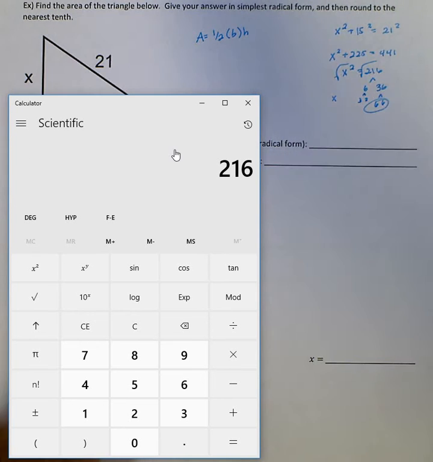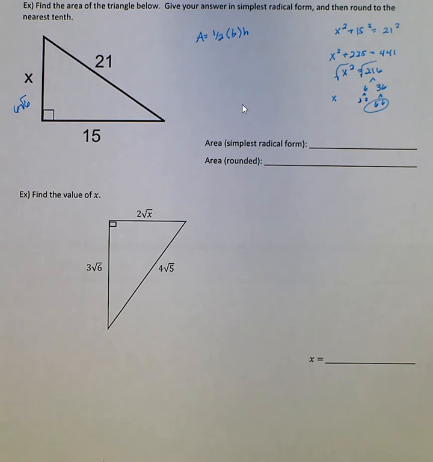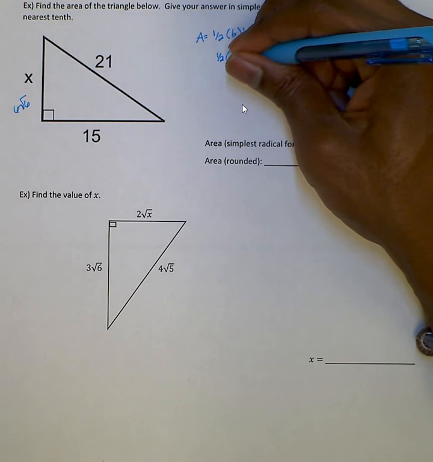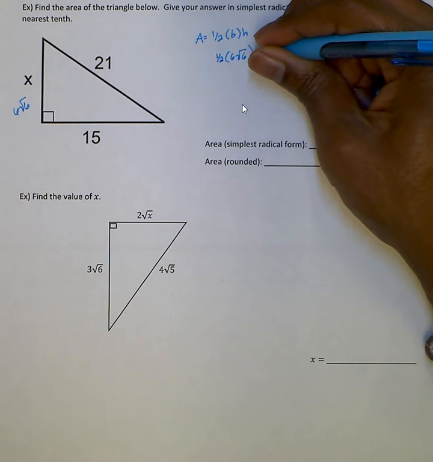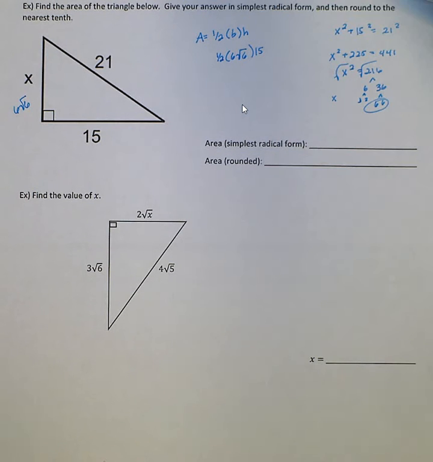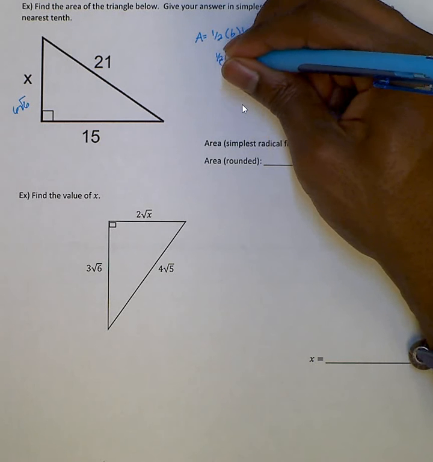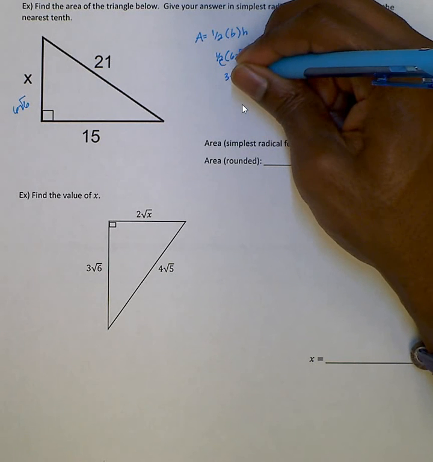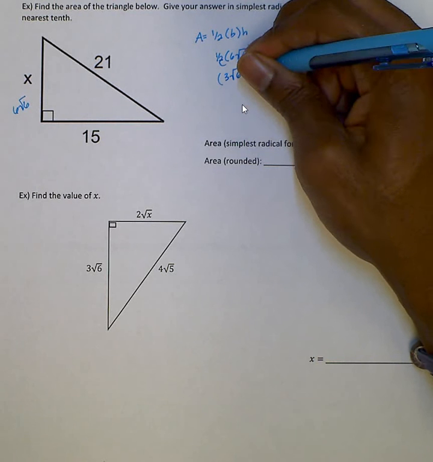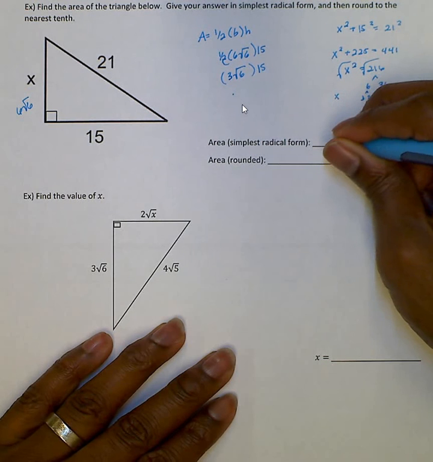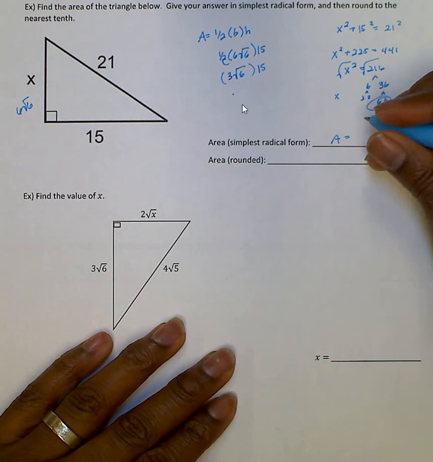I want to make sure that I remember what they're asking me. The height is 6 radical 6, and they're asking me for the area. Again, area is 1/2 base times height, so 1/2 times 6 radical 6 times 15. Now I'll multiply across. 1/2 times 6 gives me 3. Then 3 radical 6 times 15 should give me 45 radical 6. So the area is 45 radical 6.